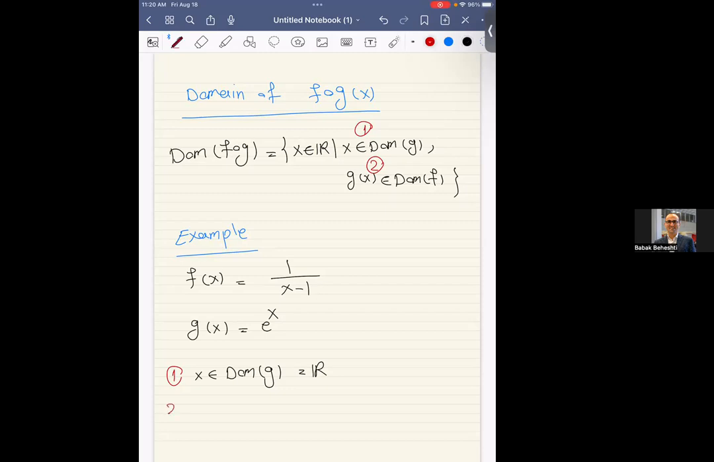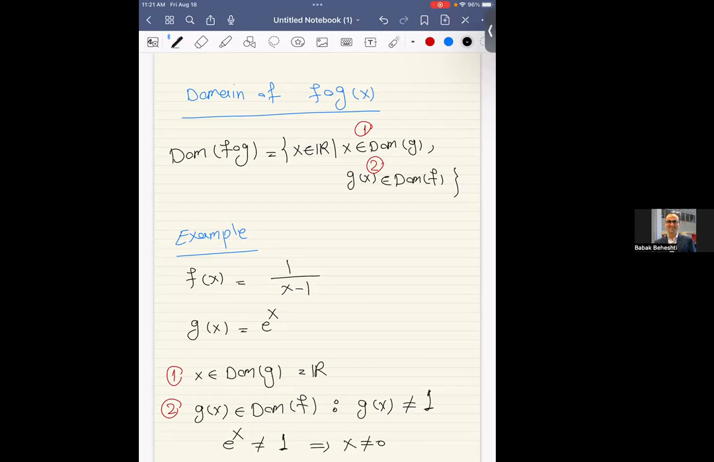So the second condition tells you G of X must be in the domain of F. So that means G of X cannot be equal to 1, because the domain of F is everything but 1. So what is G? G of X is e to the power x. So e to the power x cannot be equal to 1. Therefore, x cannot be equal to 0.